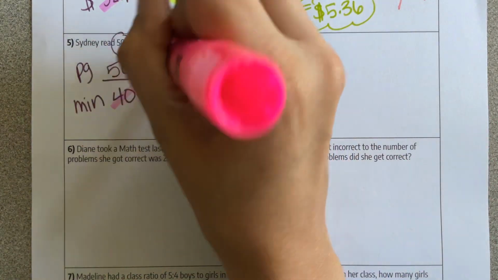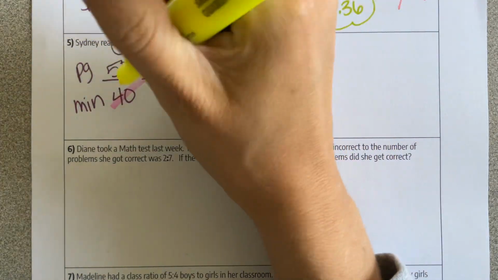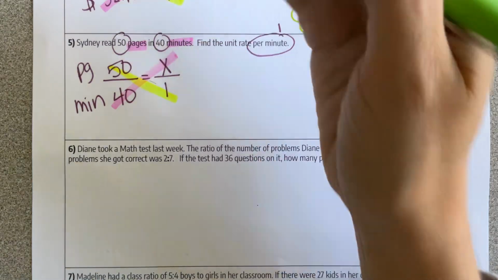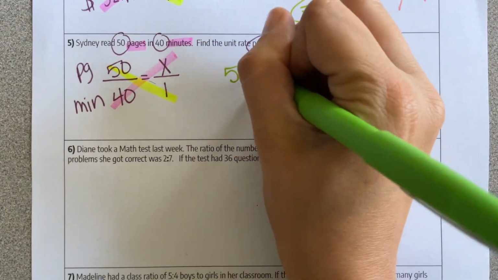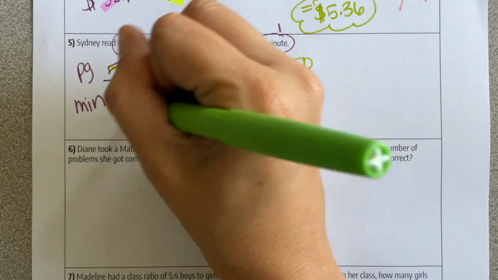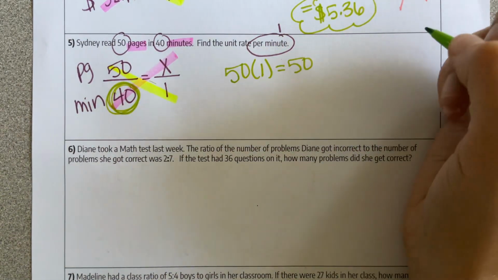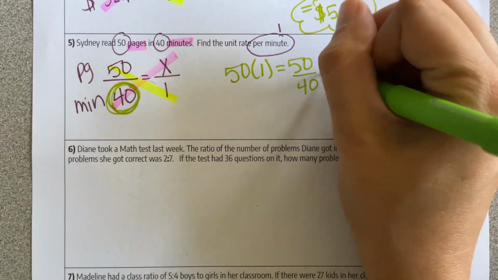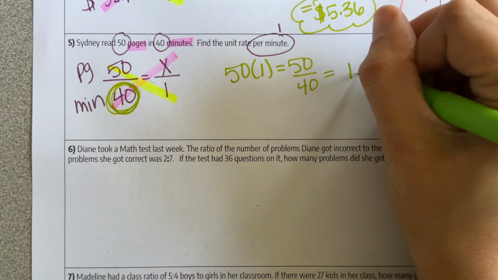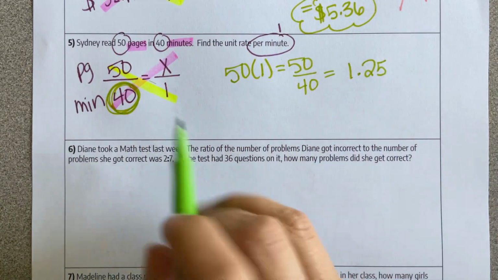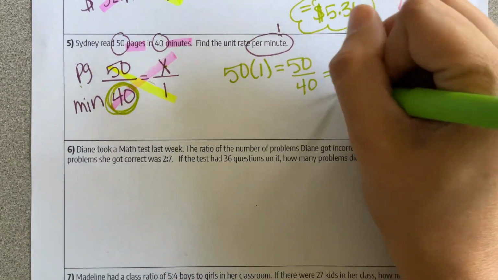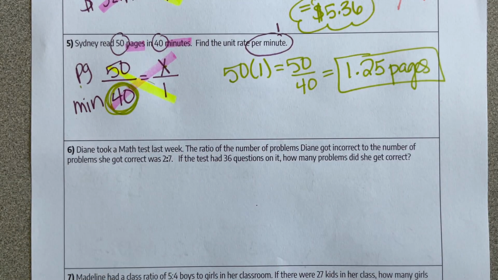I'm going to look at my diagonals. And we're going to solve. The diagonal with 2 numbers is this yellow diagonal here. I'm going to do 50 times 1 is 50. We divide by the number on the same diagonal as the variable, so divide it by 40. And when we divide 50 divided by 40, we get 1.25. Our X was on top, which is talking about pages. 1.25 pages per minute.